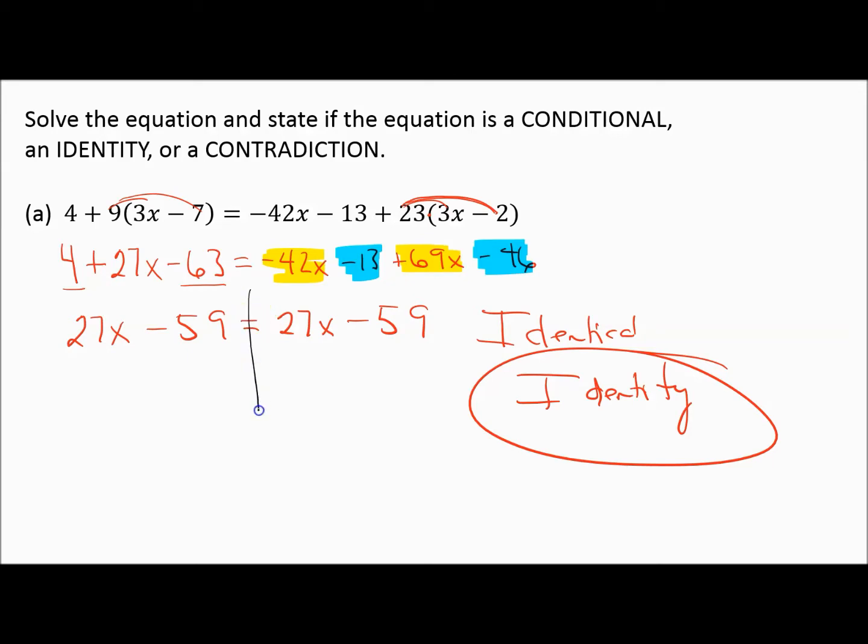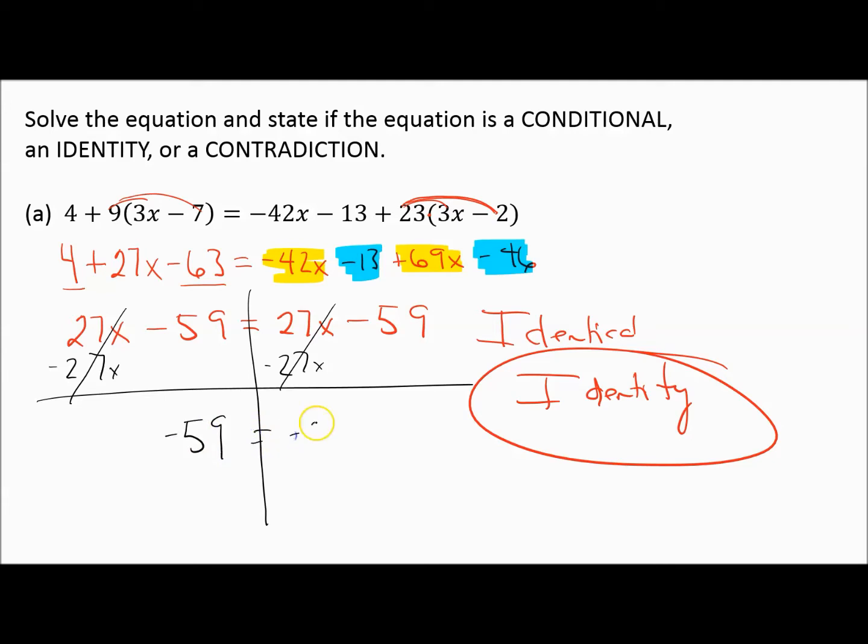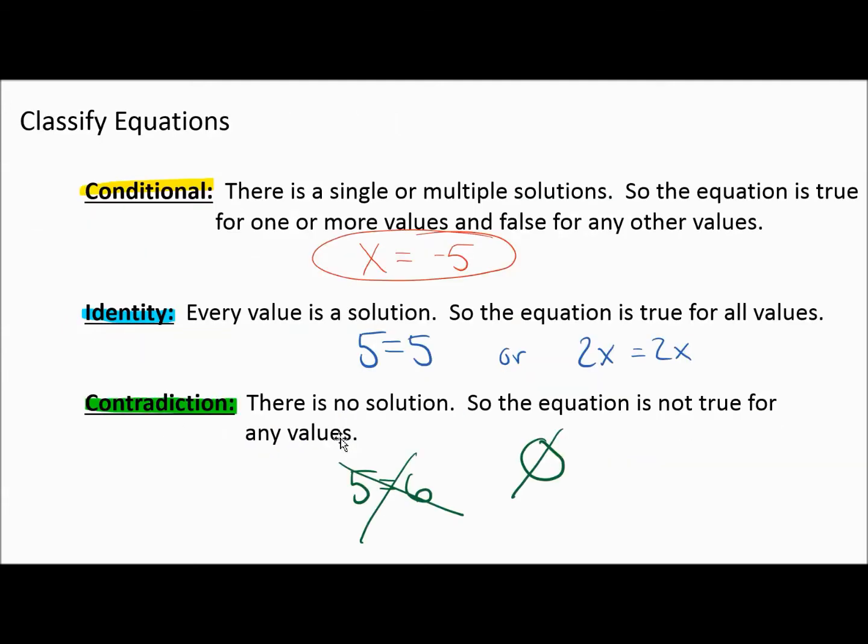So remember, a line down through the equals. The first thing I want to do is get all my x's on one side. So to do that, I would need to subtract 27x. Okay, well that cancels and that cancels, and I get a statement that says negative 59 equals negative 59. Remember on the previous page where I showed you with an identity, you get a true statement like 5 equals 5 or 2x equals 2x.